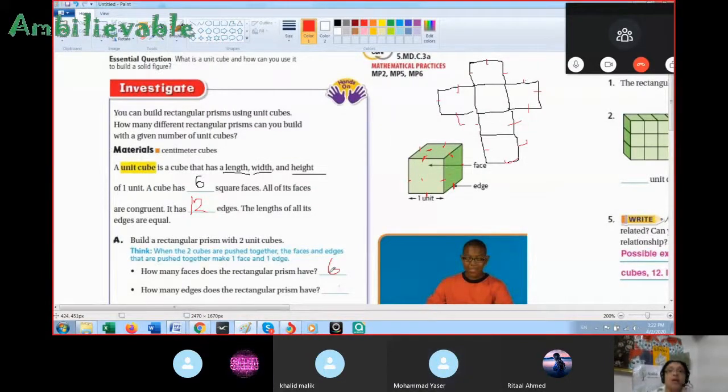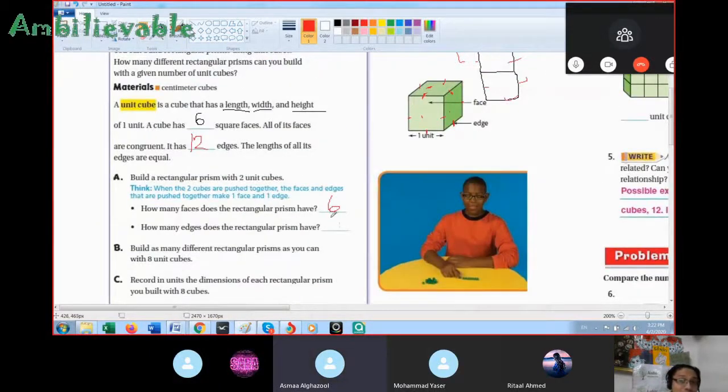The same thing. This is a rectangular prism. Half of this one is a cube. So when you put together the two cubes, it will become a rectangular prism. The edges are 12 also. You have to remember a cube and a rectangular prism have the same number of faces and the same number of edges. The only difference is that in a cube, all faces are equal.